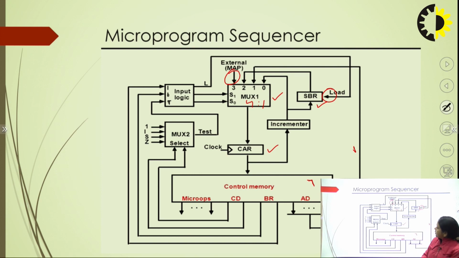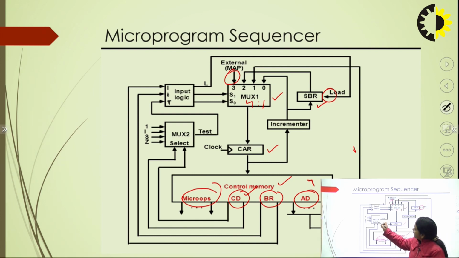Now you can see how the branch address is generated. This is the control memory, where we can find the micro instruction which is going to execute, and this micro instruction is divided into these 4 parts: micro operations, condition, branch and address. When we are using a branch address, there can be 2 types of branching: conditional and unconditional branching. If we are using unconditional branching, there is no use of the condition or status bit, because we don't want to check any condition here.